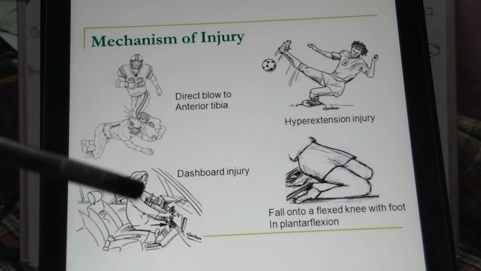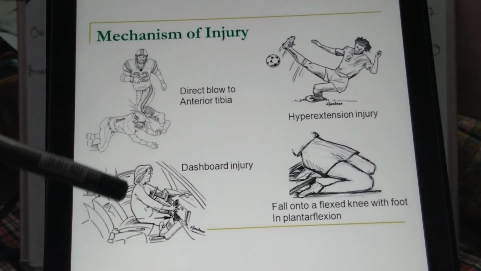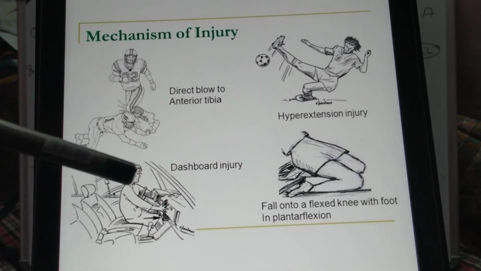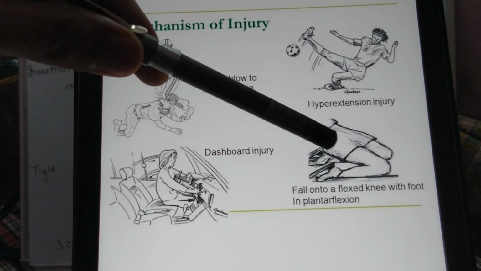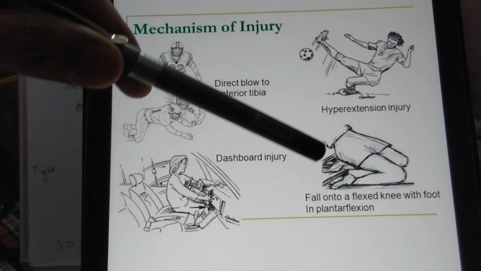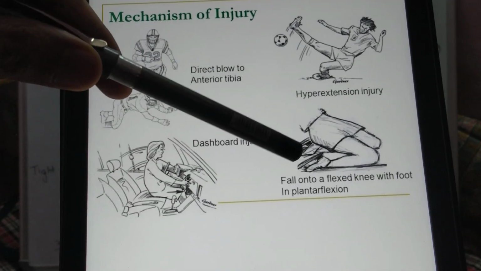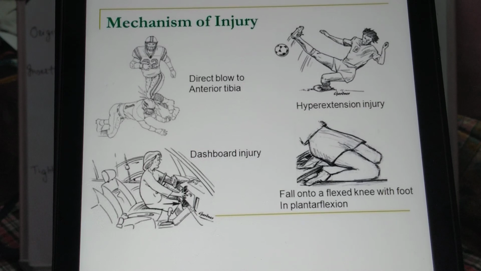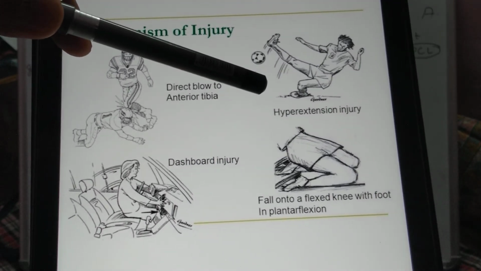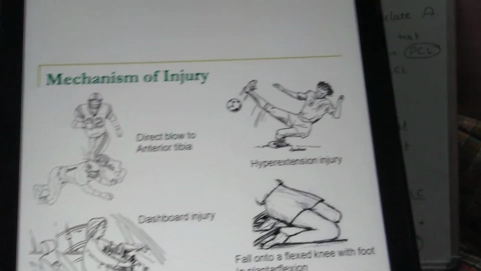In dashboard injuries, which are also a direct blow to the anterior tibia, the PCL can get injured. And a very peculiar type of mechanism of injury is where the knee is in hyperflexion and the foot is in plantar flexion. In this type of injury, the posterior cruciate ligament can also get injured. So it gets injured in hyperextension injury, and also in hyperflexion injuries.